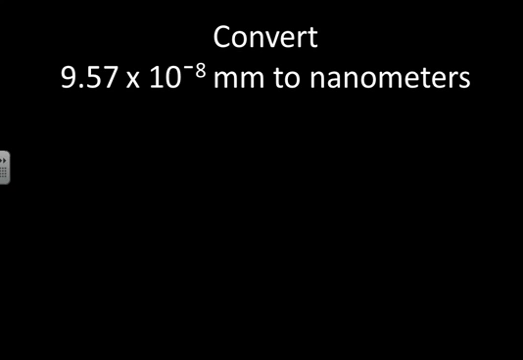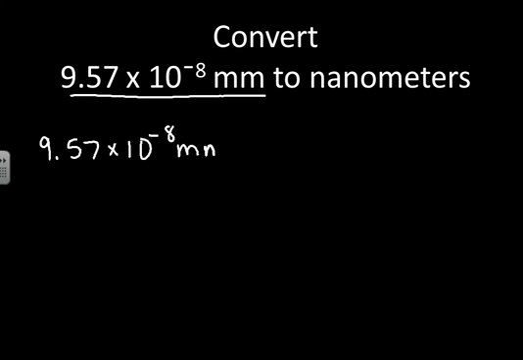Converting 9.57 times 10 to the negative 8 millimeters to nanometers. Start with the number you're given, 9.57 times 10 to the negative 8 millimeters. Set up a conversion fraction. Put the millimeters unit in the denominator because that's what we're trying to cancel.